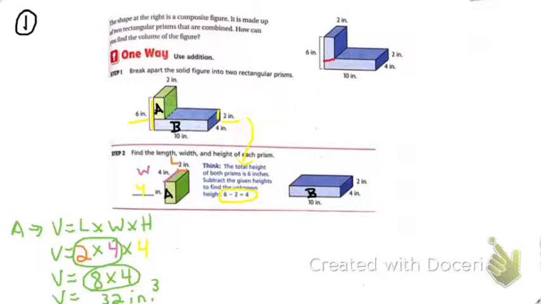Now let's figure out the volume of figure B. So I'll write down my B, and I always write down my formula. So volume equals length times width times height.